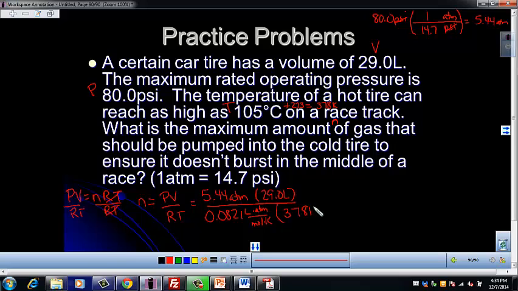Then it's plug and chug. So put all these numbers in your calculator. Remember, atmospheres will cancel, liters will cancel, K will cancel, and we'll be left with moles, which is the answer that we're looking for. When you punch those numbers in, you should get 5.08 moles of gas. All right, let's try another one.